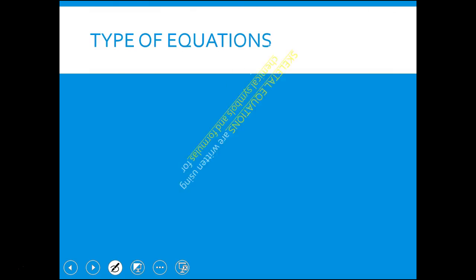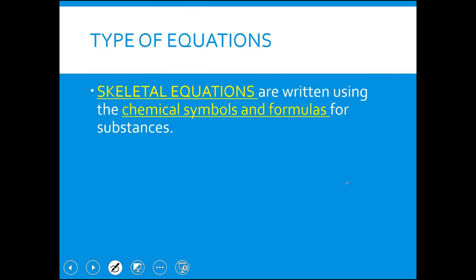The second type of equation that we can have is a skeletal equation. Skeletal equations are written to give us a shorthand version of the word equation. But actually, the shorthand version is a better equation for us overall. So what is an example of that? An example of that is Mg plus S yields MgS. Pretty simple. Okay? So we're using the symbols.